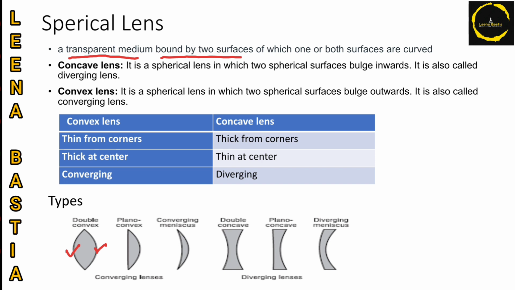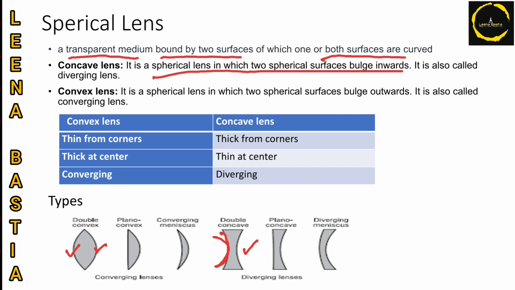In class 10, your syllabus has the part where both surfaces are curved. But you should know the different types of spherical lenses. It is of two types: you already know concave lens and convex lens. What is concave? It is a spherical lens in which two surfaces bulge inwards, like this one. These are bulging inwards, right? So it is also called diverging.